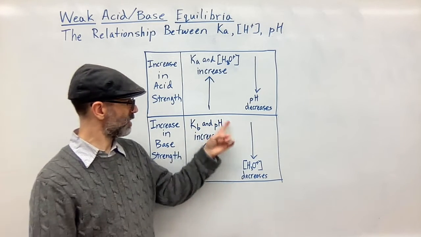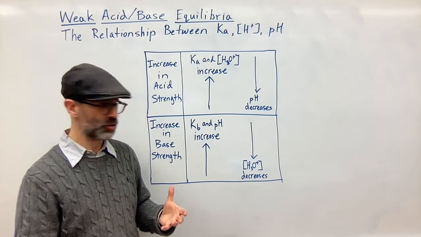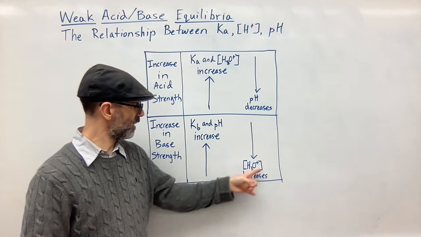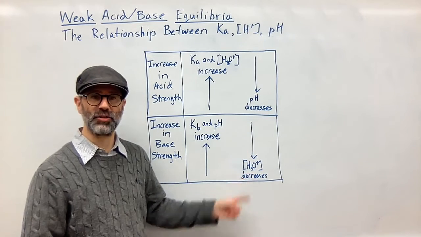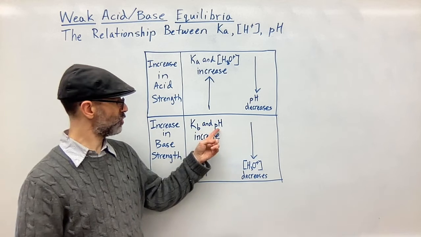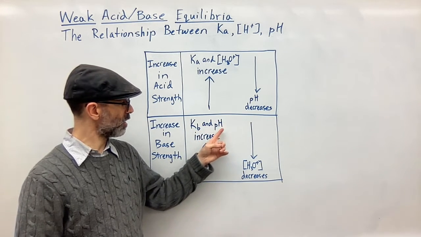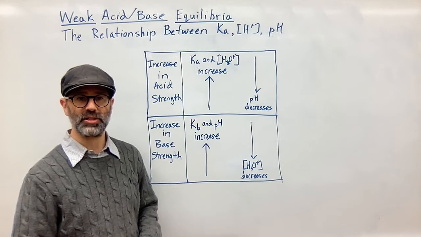And as the pH gets higher, more OH minus is produced. That means that the H3O plus or hydronium ion concentration is going to decrease, because remember that the pH and the OH are inverse to the H plus concentration.